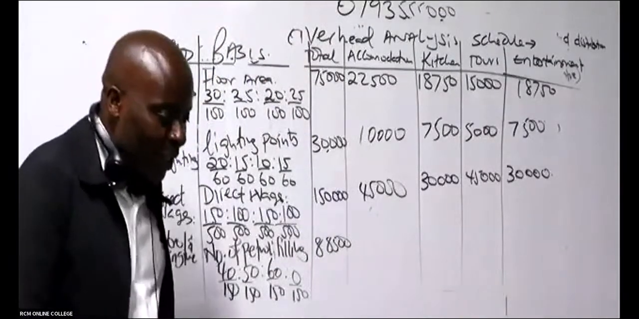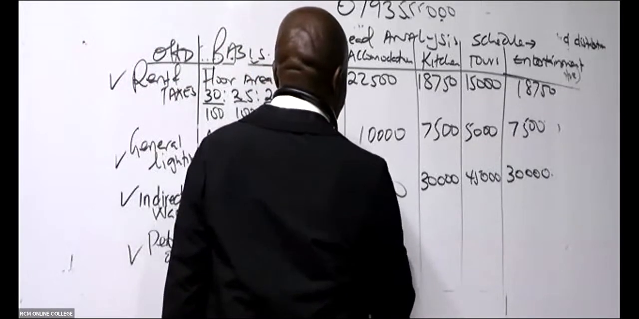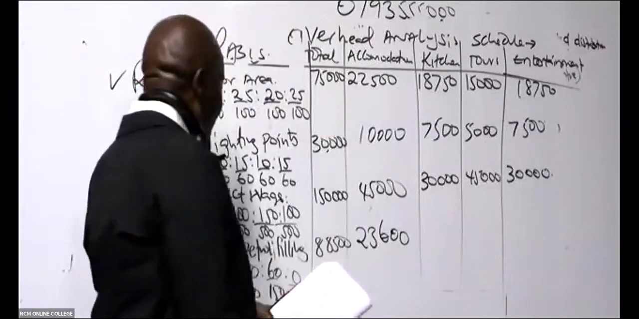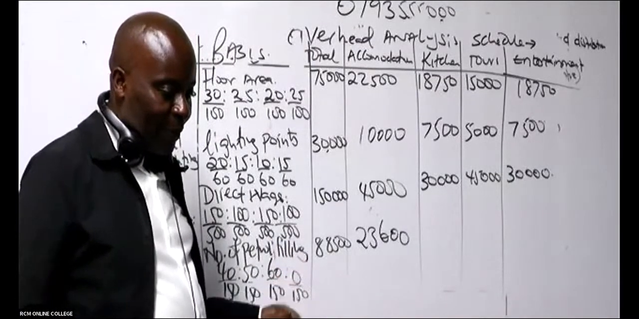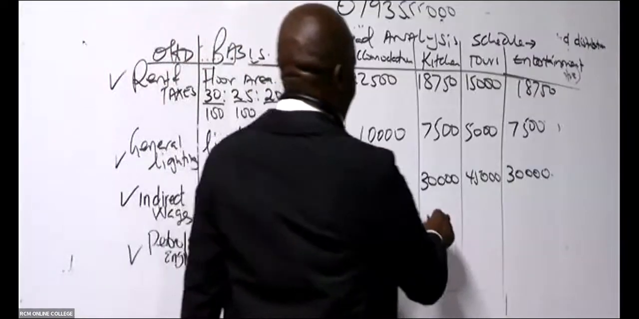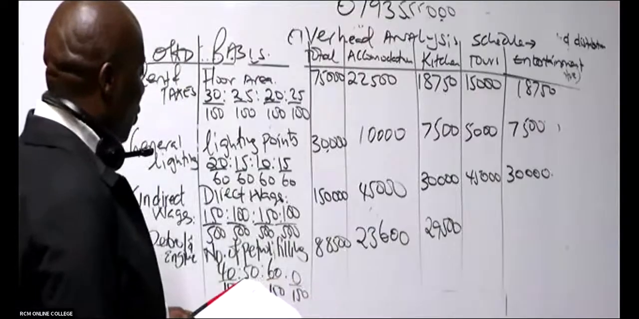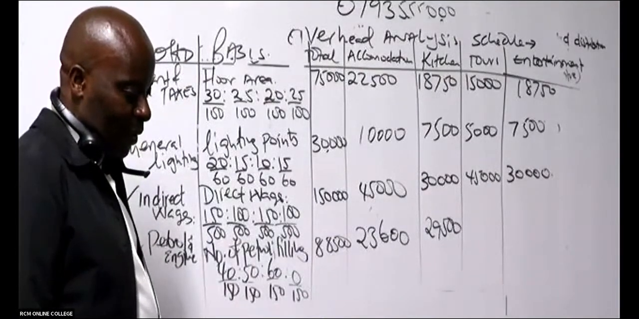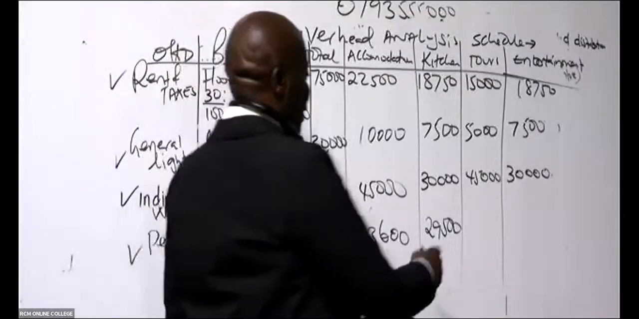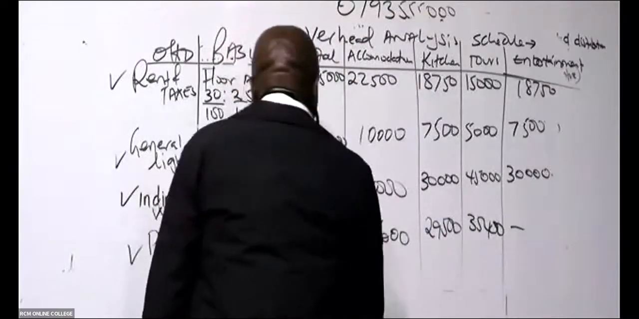So please, 23,600. And then we have 50 over 100 times 88,500, which is 29,500. And then the last one, ladies and gentlemen, we have 60 over 150 times 88,500, which is 35,400. Is that okay? Of course the next one is 0.